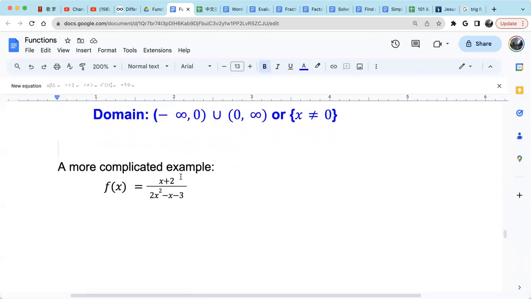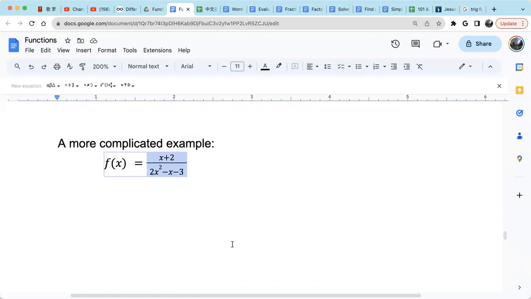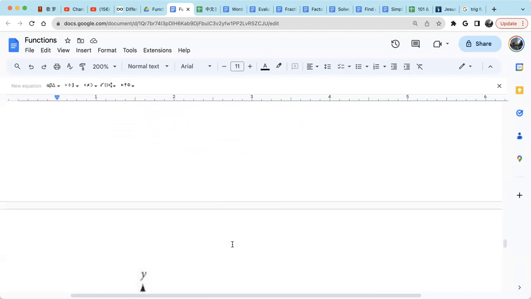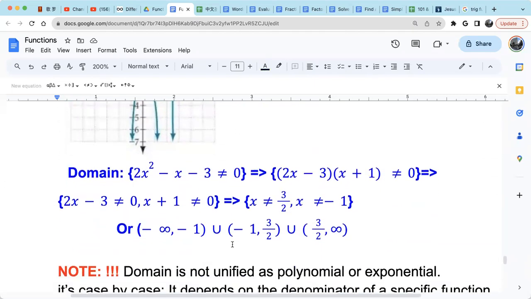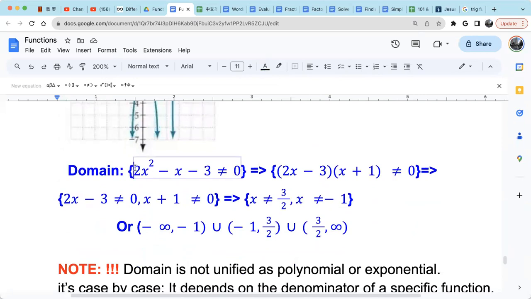A more complicated example of a rational function is like this. The numerator is x plus 2. The denominator is 2x squared minus x minus 3. So how do we find the domain of this function? We take the denominator and set it not equal to 0. The denominator in this case is 2x squared minus x minus 3. We said that cannot be 0. Then we try to solve it.